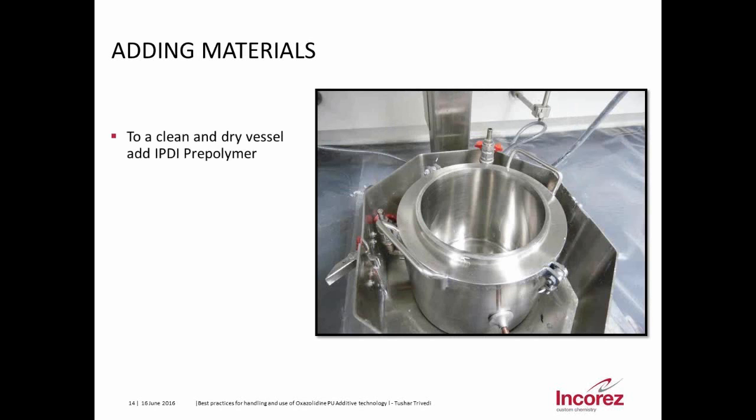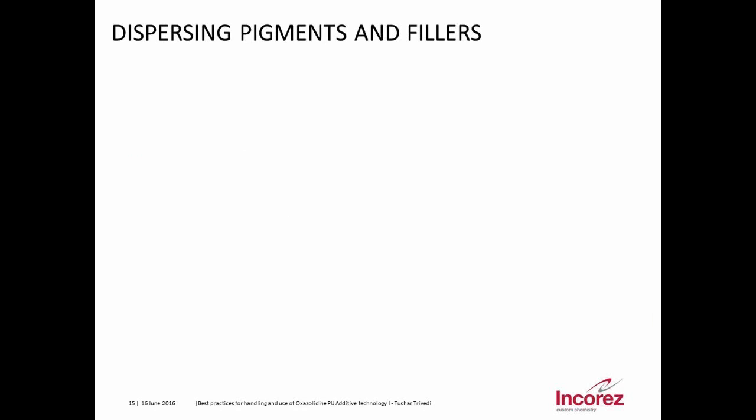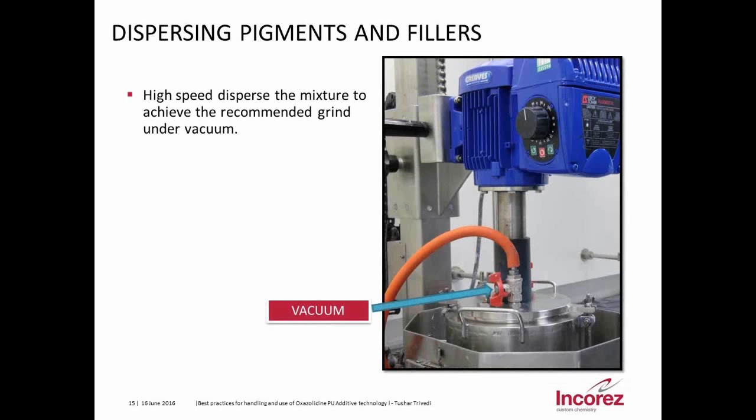So now the first step is to add the materials. Let's start. To a clean and dry vessel, you have to add IPDI pre-polymer. The next step is to add the oven dried pigments and fillers into the pre-polymer under slow stirring. Then you have to disperse this pigment. Naturally, you have to high speed disperse the pigment and fillers to achieve a good grind. But this has to be carried out under vacuum as shown here, because as I mentioned earlier, it is really important that you prevent any moisture ingress during manufacturing.